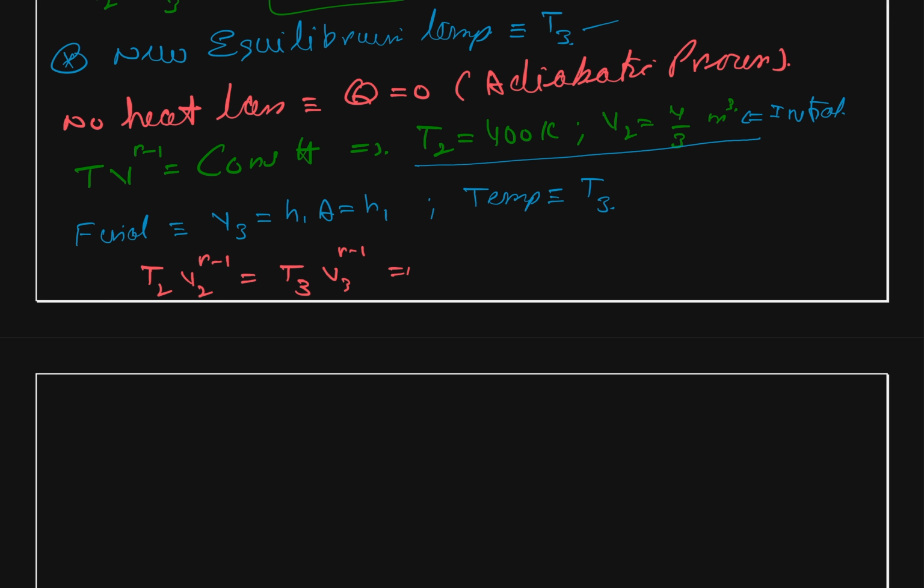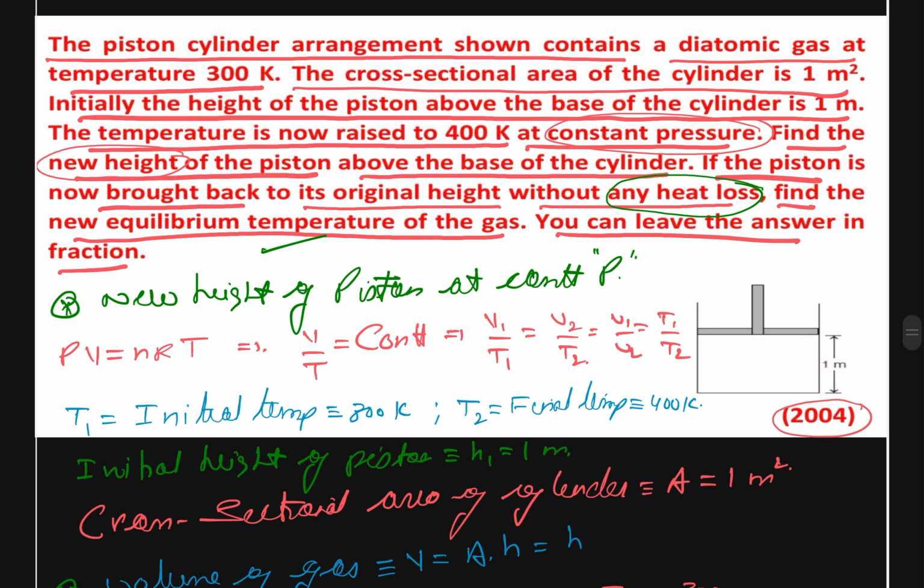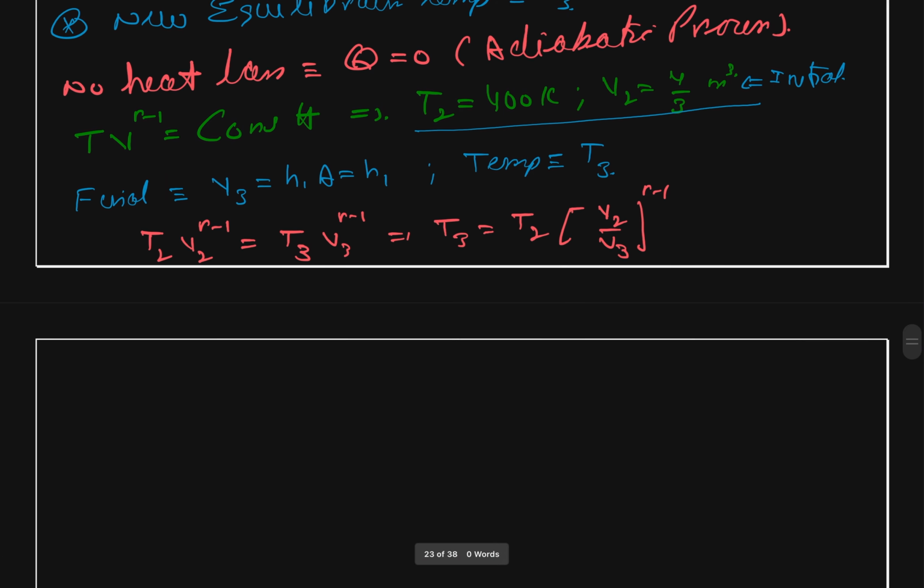So we are interested in T3. So T3 will be equal to T2 times (V2 upon V3) to the power gamma minus 1, and the gas is given to us as diatomic. So we know that the value of gamma for diatomic is 7 by 5. So we can say gamma will be equal to 7 upon 5.